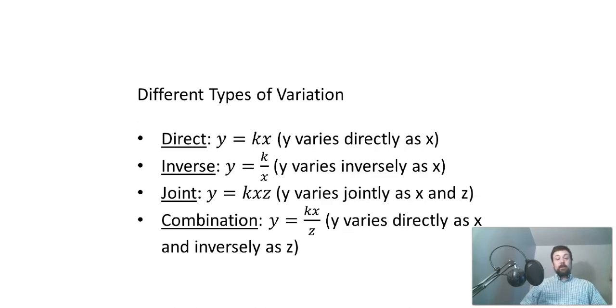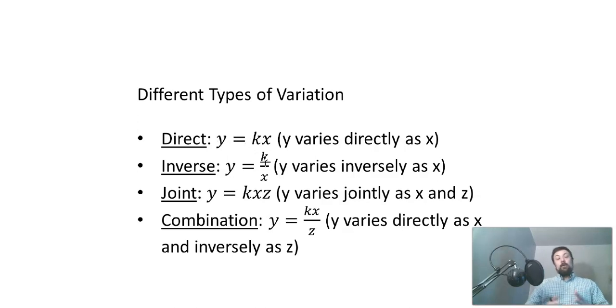So for direct variation, we describe that relationship as y varies directly as x, and given that description, the equation that models that relationship is y equals k times x. So you see the equation here, the formula, whatever you want to call it. k is the constant of variation, or the proportionality constant. And while it's a letter like x and y, it is not a variable.